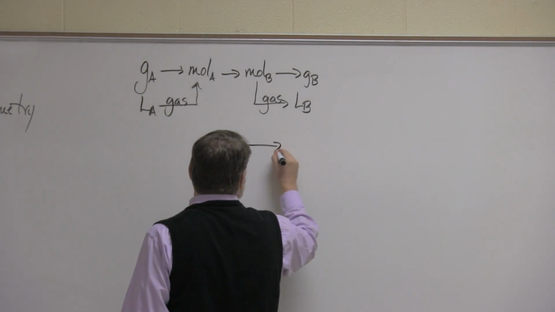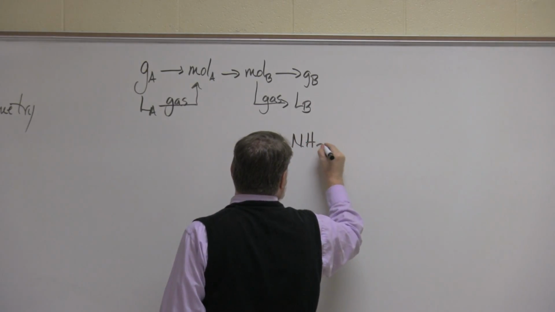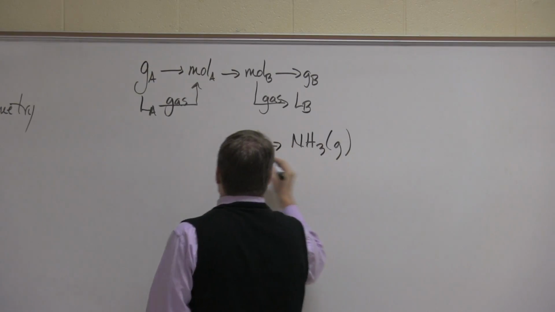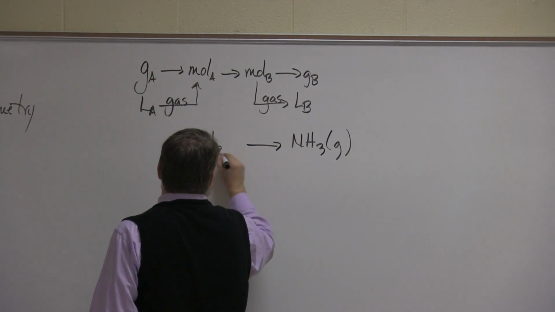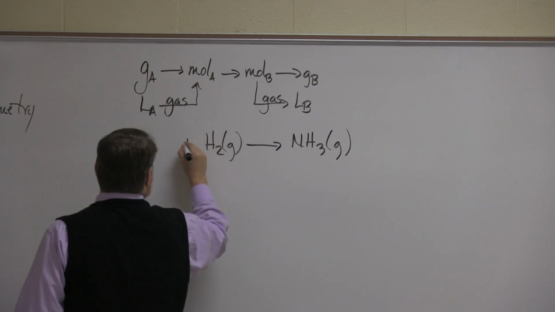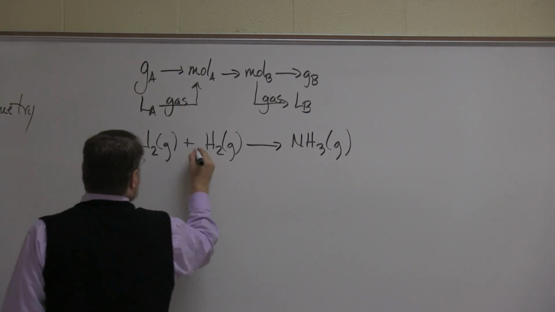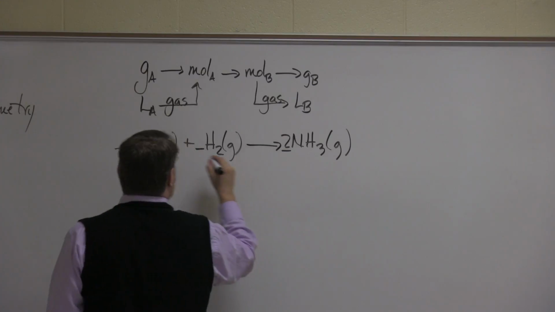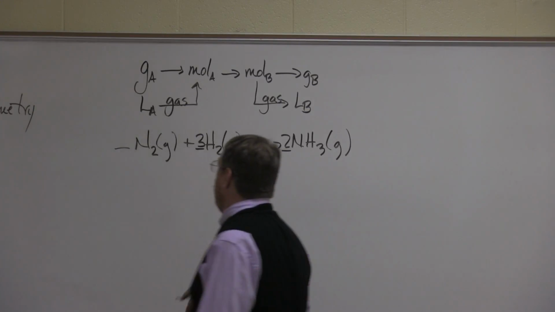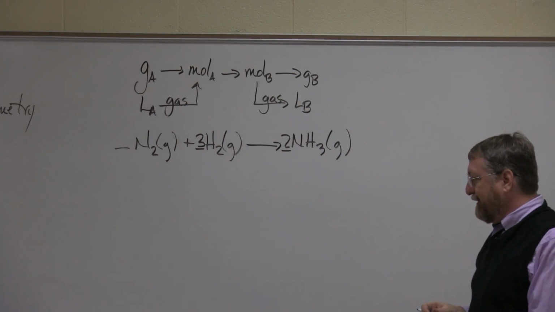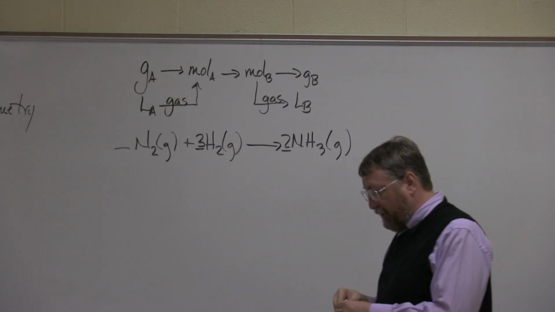Okay, so let's take the synthesis of ammonia from its elements. So we know ammonia is NH3, and that is a gas at room temperature. The elements that make it up are hydrogen and nitrogen, both diatomic elements. And if we balance this reaction, we'll get a 2 here and a 3 here. So that's the balanced reaction for the synthesis of ammonia from its elements.